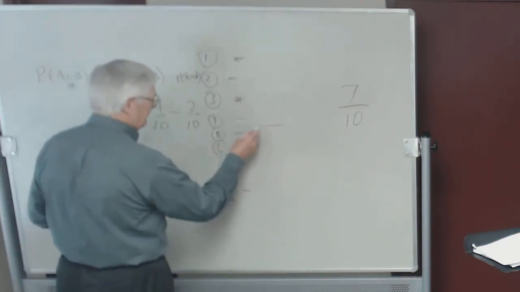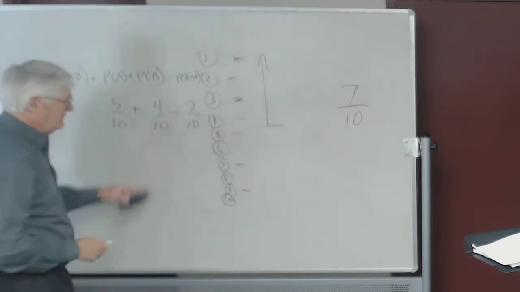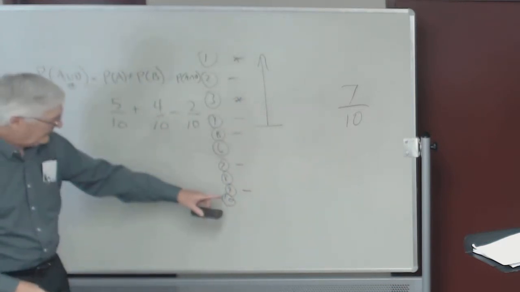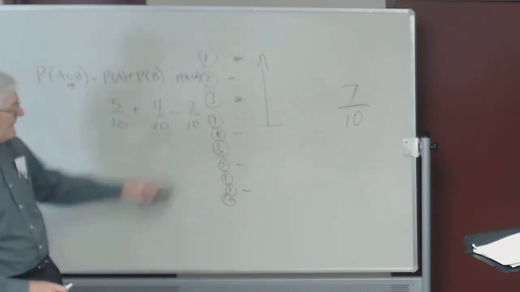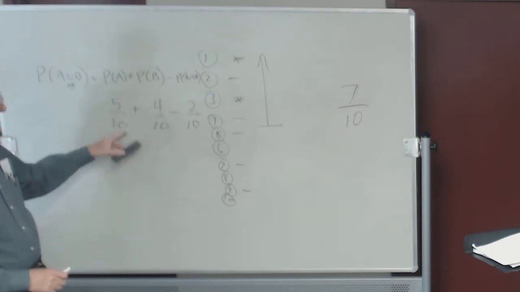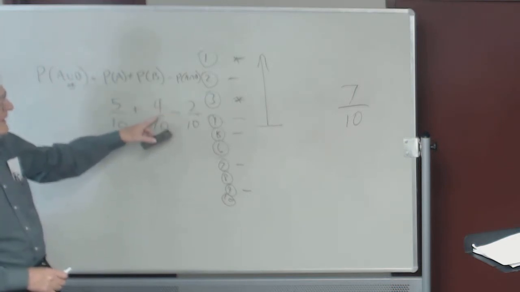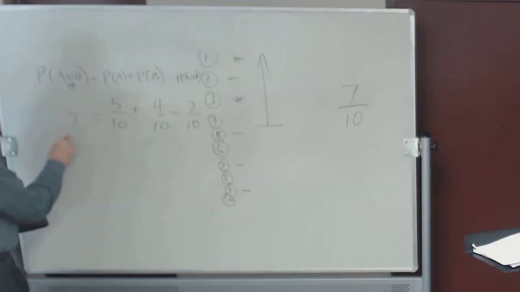Well, less than 5 would be here. 1, 2, 3, 4 out of 10. Odd would be here, 1, 2, 3, 4, 5 out of 10. And the duplicates would be 2 out of 10. And 5 out of 10 plus 4 out of 10, 9 out of 10 minus 2 out of 10 equals 7 out of 10.